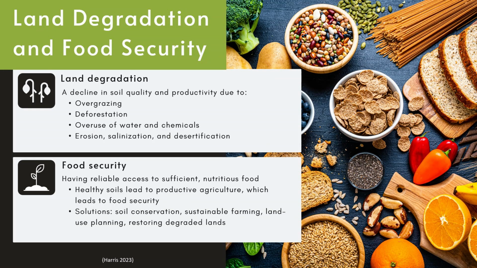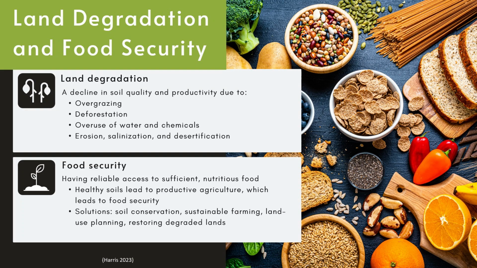Land degradation refers to the long-term decline in soil quality and productivity. It can occur for several reasons. One is overgrazing, which happens when too many animals feed on the same land and strip away the vegetation that protects the soil from erosion. Deforestation also contributes to degradation by removing trees whose roots hold the soil in place. This leads to increased runoff and nutrient loss.